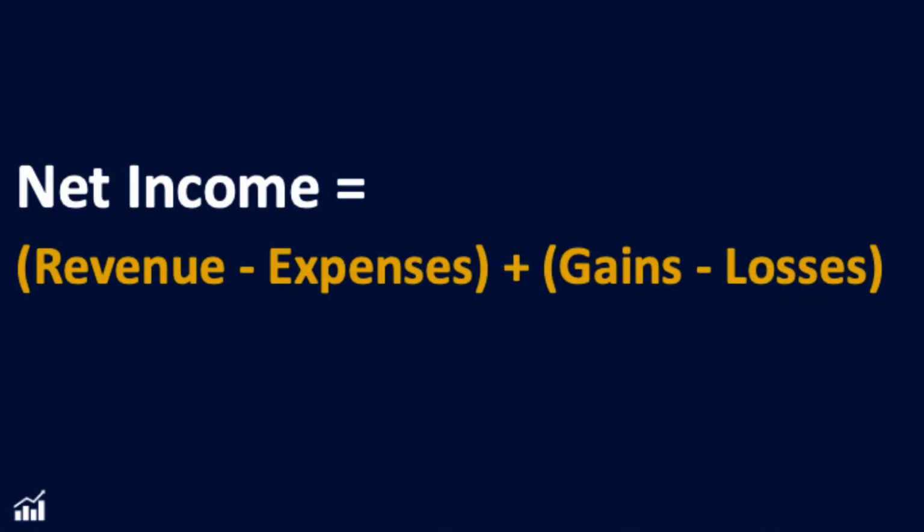And there is a formula for the income statement. The formula is as follows. Net income, which is sometimes referred to as the bottom line, is equal to revenues minus expenses plus gains minus losses. And let's start by talking about each of these components by looking at revenue specifically.